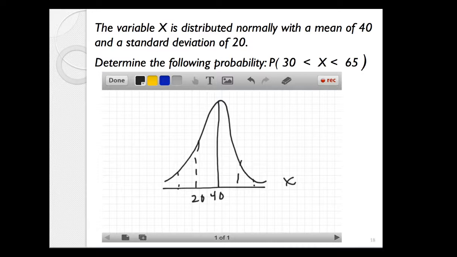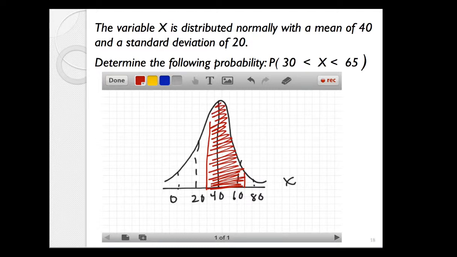And a standard deviation of 20. I'll draw in a couple standard deviations in both directions. And we're looking for the area, let's do this in red, between 30 and 65. So roughly, this area in red is what we're after.